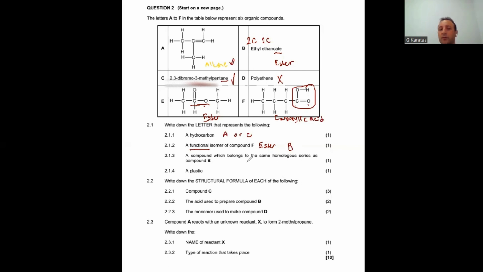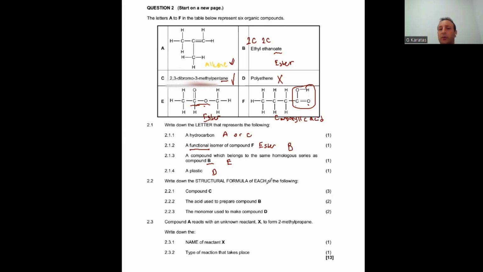2.1.3. A compound which belongs to the same homologous series as compound B. Compound B is an ester, and compound E is also an ester, so it belongs to the same homologous series. A plastic. Plastics are not part of the syllabus anymore. It is removed, but basically polyethylene is a plastic. Polymers are the plastic, or plastics are the polymer.